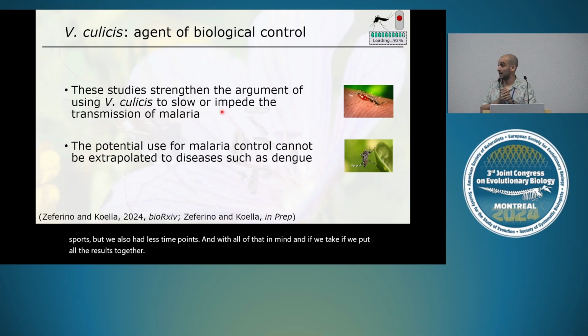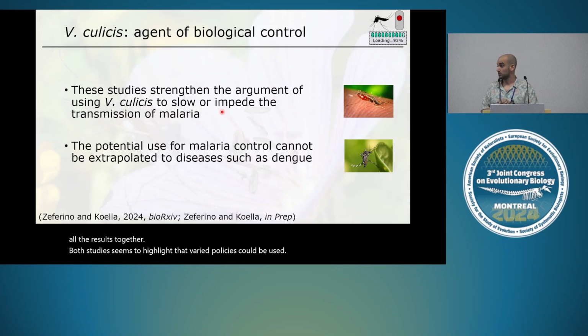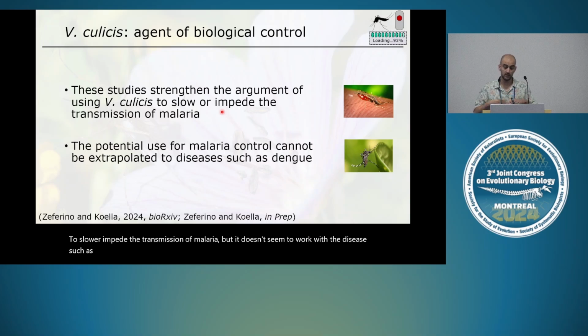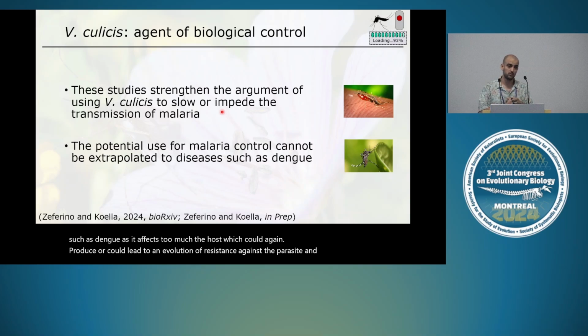And with all of that in mind, if we put all the results together, both studies seem to highlight that Vavraria culicis could be used to slow or impede the transmission of malaria, but it doesn't seem to work with a disease such as dengue, as it affects the host too much, which could again lead to an evolution of resistance against the parasite. And also, the host seems to clear the infection, which is not long-lasting.